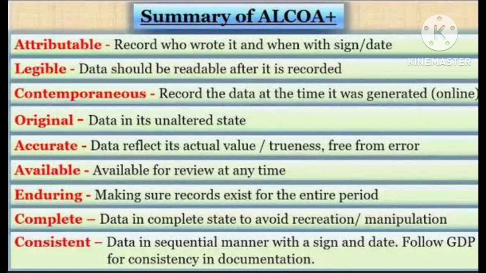Accurate. Data reflect its actual value or trueness, free from error. Consistent. Data in sequential manner with sign and date. Follow GDP for consistency in documentation. Complete. Data in complete state to avoid recreation or manipulation. Enduring. Making sure records exist for the entire period. Available. Available for review at any time.